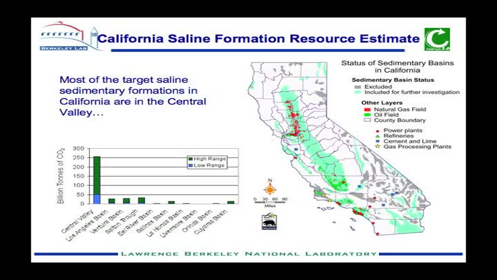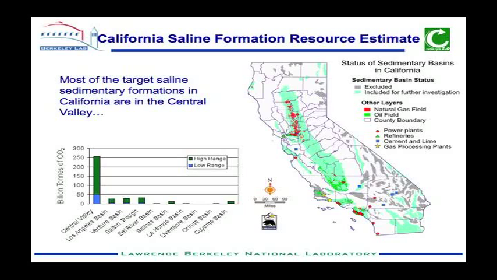there's been an assessment made of storage capacity for various rock formations in California. Most of the ones that are targets are in the Central Valley. Red here, by the way, is natural gas fields. I don't know if you know, but the northern part of the Central Valley is a large region of production of natural gas, and of course there are oil fields scattered all around the state.